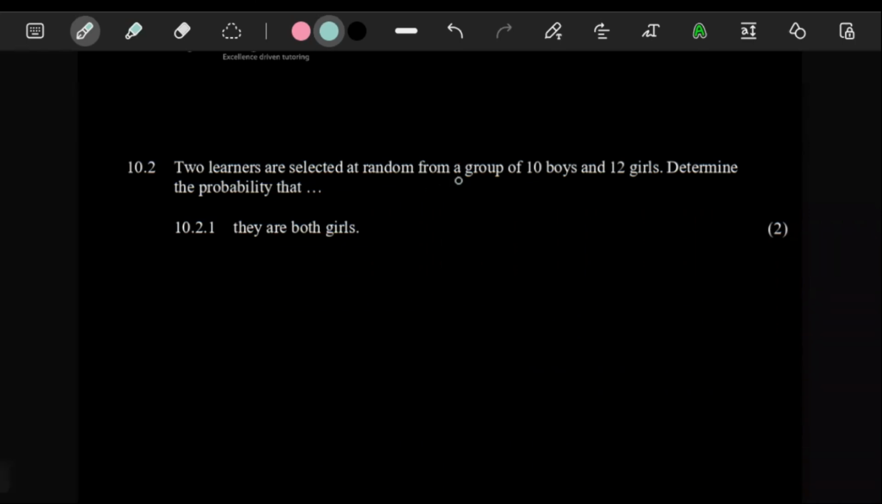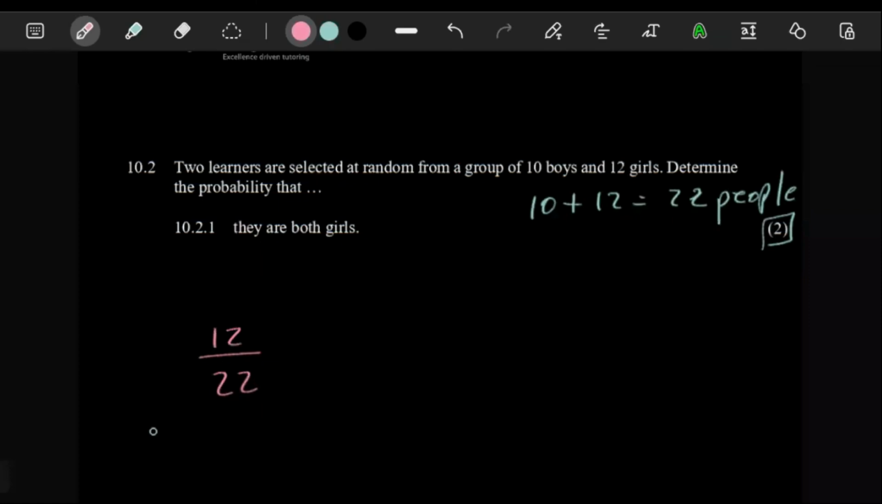So 2 learners are selected at random from a group of 10 boys and 12 girls. Determine the probability that they are both girls. So for 2 marks, we don't want to overthink this kind of question, because this is how you're going to do this. You ask yourself, in total, how many people do you have? You have 10 plus 12, which gives you a total of 22 people. So when you choose the first person, in total you have 22 people. So you ask yourself, what is the probability of choosing a girl? The probability of choosing a girl when everyone is still there will just be 12 over 22. This is when you choose the first girl.